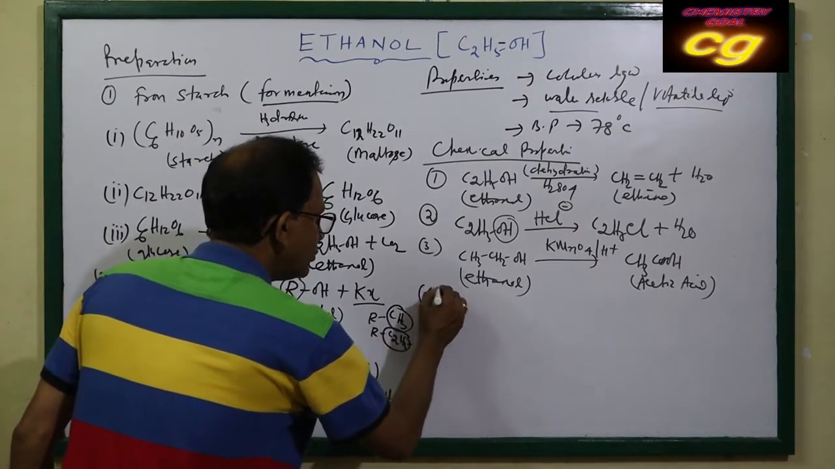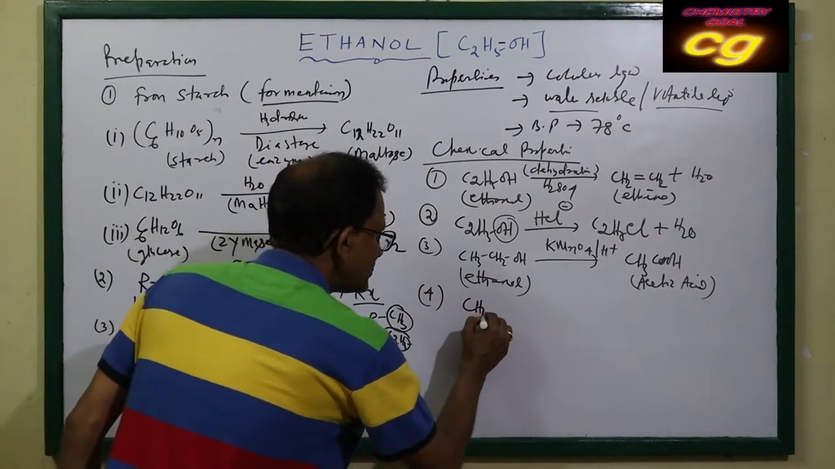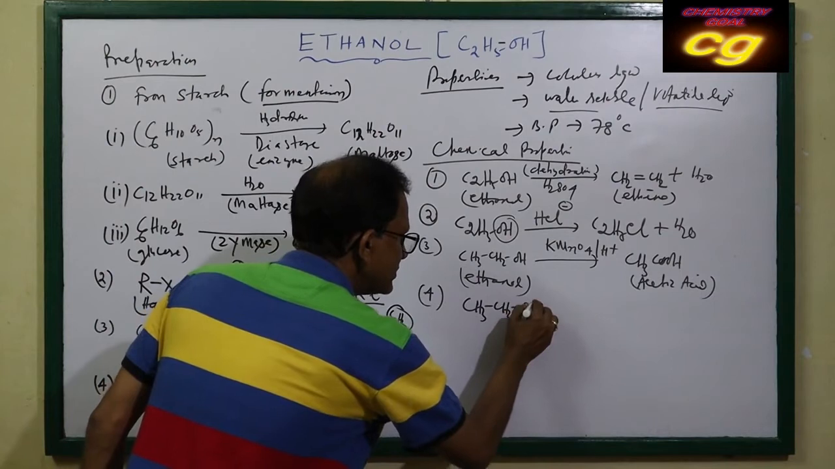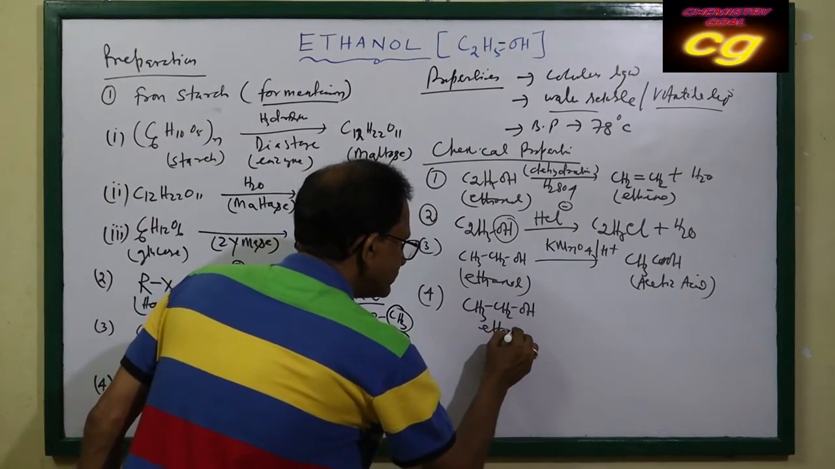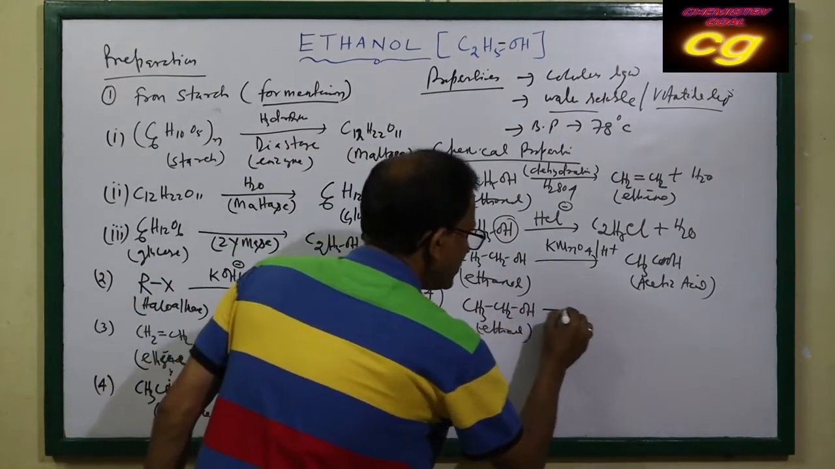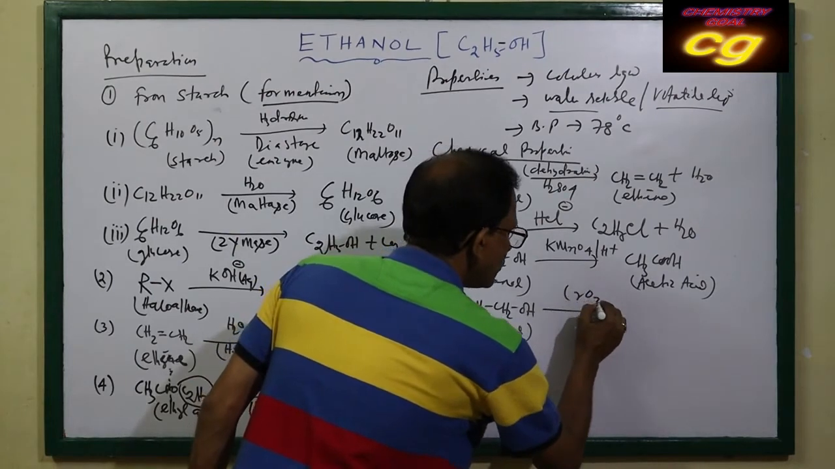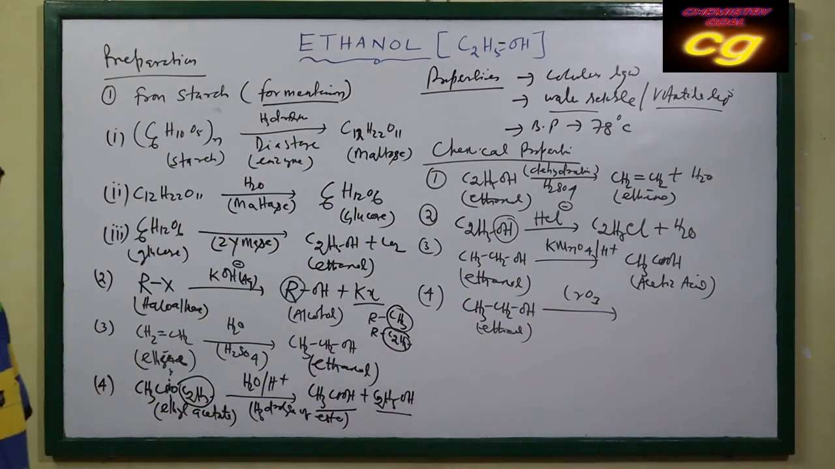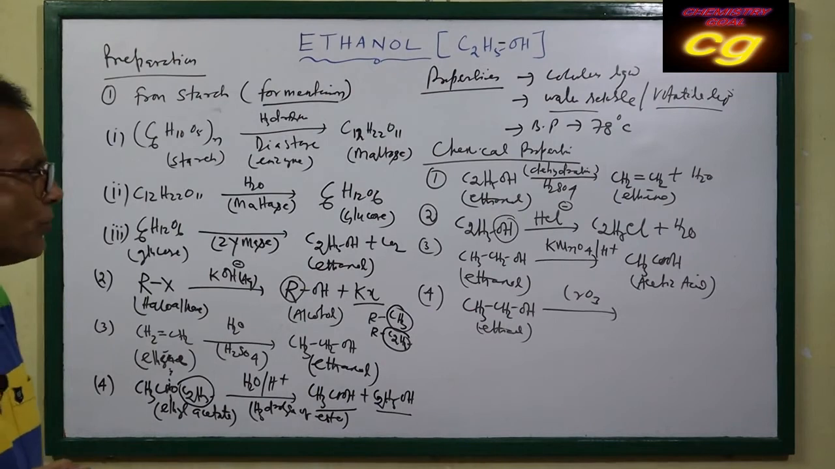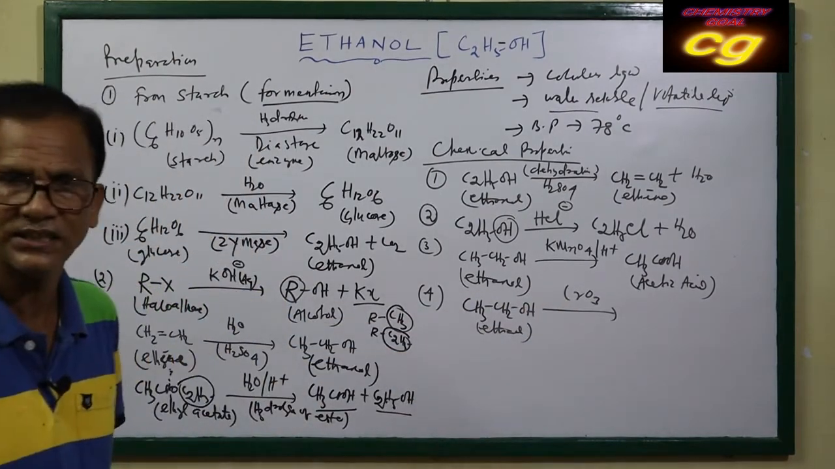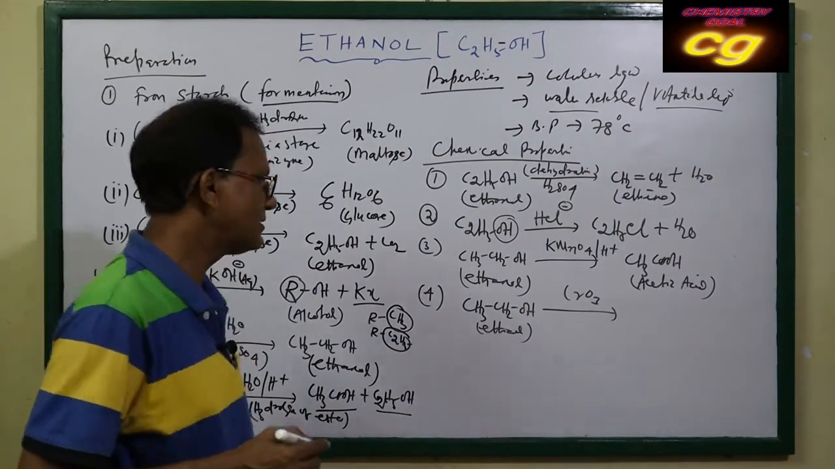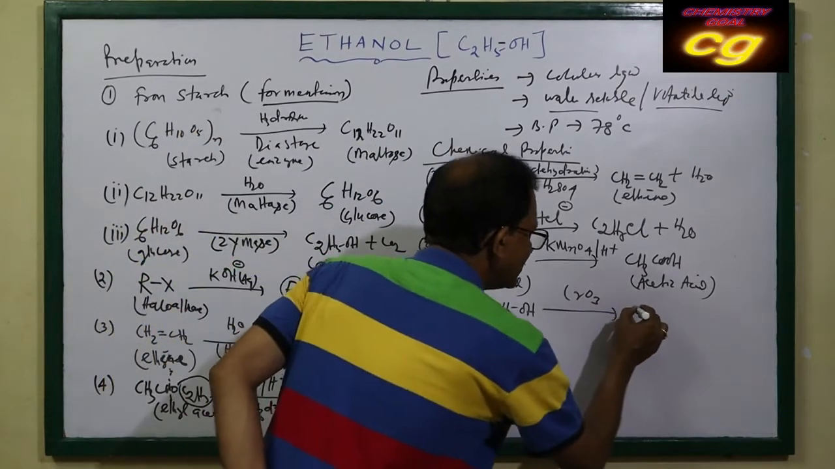Alcohol can be converted to aldehyde. CH3CH2OH, this is ethanol. When treated with chromium oxide, CrO3, it also acts as an oxidizing agent. It oxidizes ethanol to ethanal.